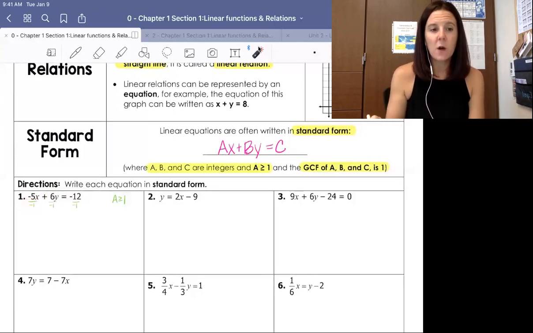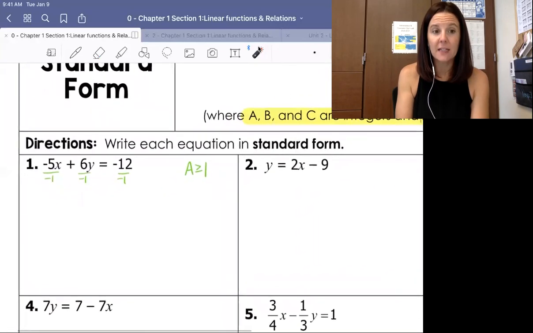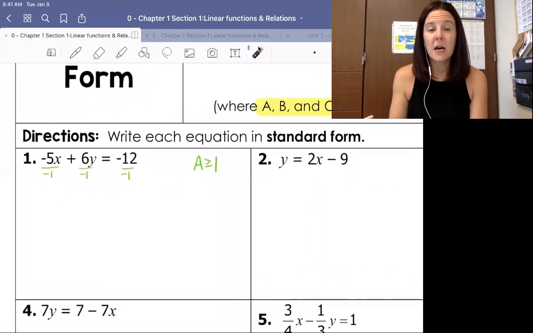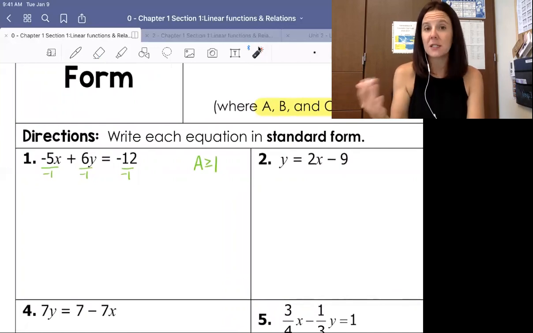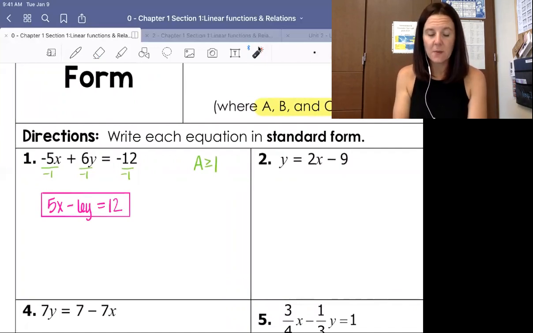Since a is not greater than 1, we're going to divide every single term in that expression by -1. So we're going to take -5x divided by -1, +6y divided by -1, and -12 divided by -1, which just changes the sign of all of those terms. So when we change the sign of all of those terms, we get 5x minus 6y equals 12. And now it's in standard form. The greatest common factor of 5, 6, and 12 is 1, and all of those values are integers with a greater than or equal to 1, so we're in good shape there.